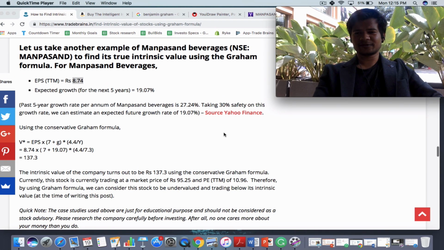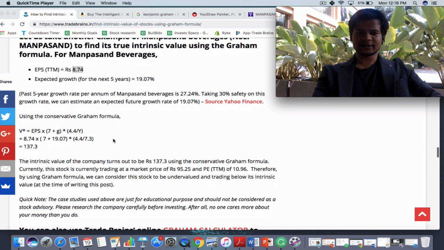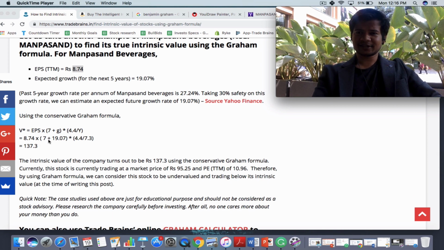So what we want to do is take a margin of safety of 30% on the growth rate. If you have a discount of 30% on the growth rate of 27.34, we arrive at a conservative growth rate of 19.07%. This can be the expected growth rate of the company for the next 5 to 7 years. And if we use these values, that is the EPS of 8.74 and the growth rate of 19.07% in the conservative Graham formula, we will arrive at the intrinsic value of the company. And the intrinsic value of Manpasand Beverages is coming out to be rupees 137.3.